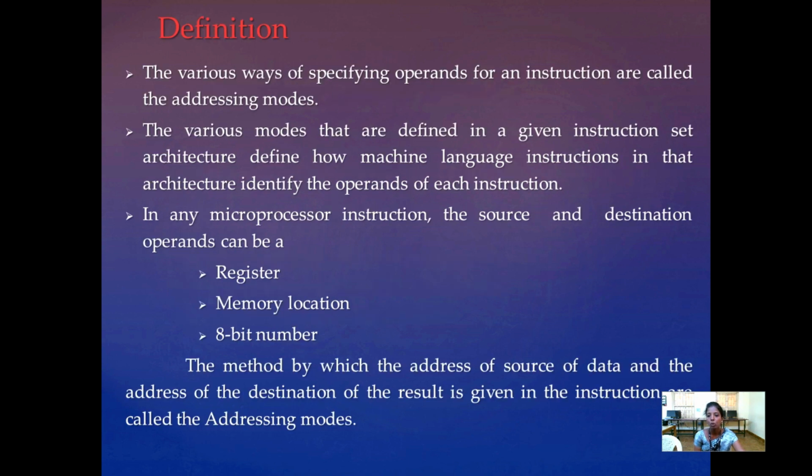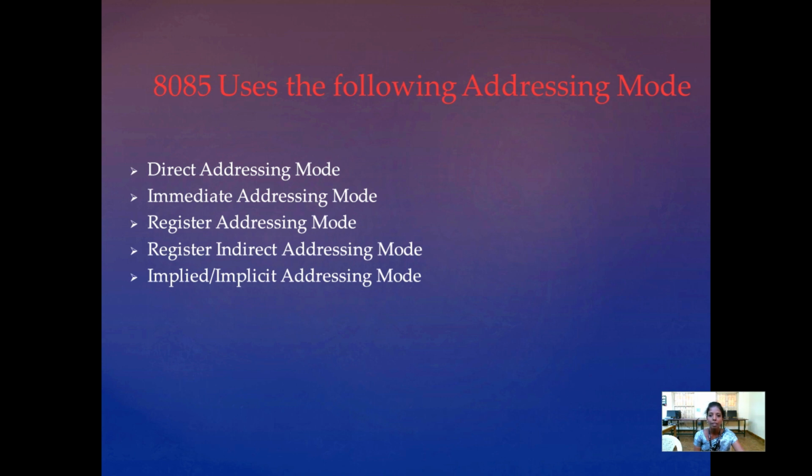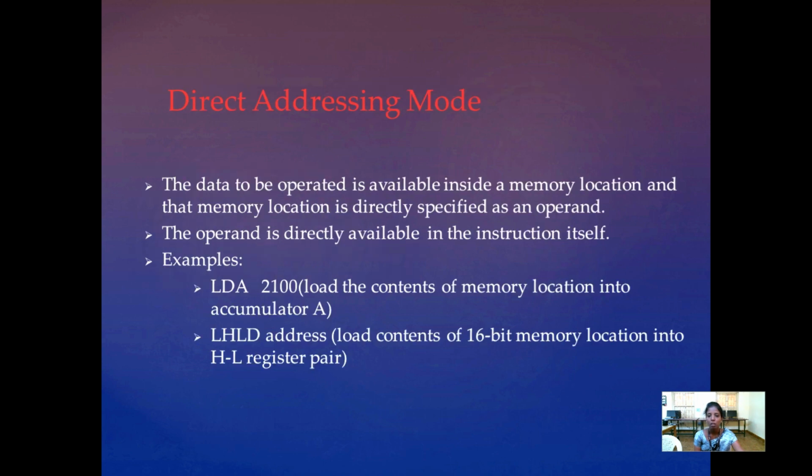In any microprocessor instruction, the source and destination operands can be a register, a memory location, or an 8-bit number. The method by which the address of the source of data and the address of the destination of the result is given in the instructions is called the addressing mode. 8085 uses the following addressing modes. There are 5 addressing modes. What are they? Direct addressing mode, immediate addressing mode, register addressing mode, register indirect addressing mode, and implied or implicit addressing mode. First, we are going to see direct addressing mode.